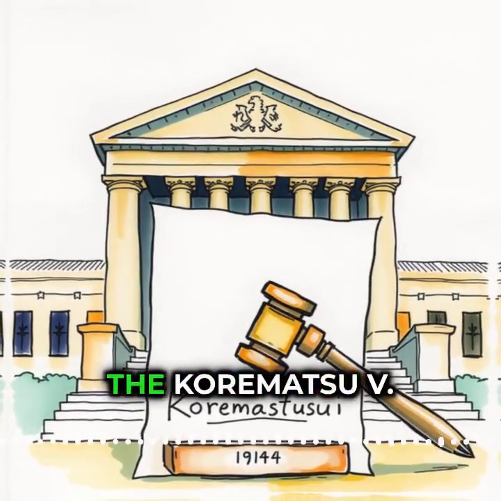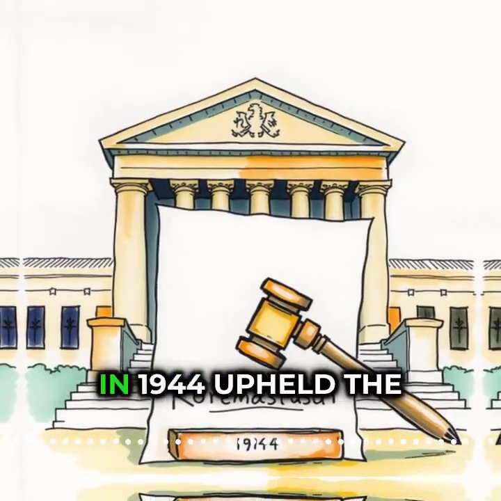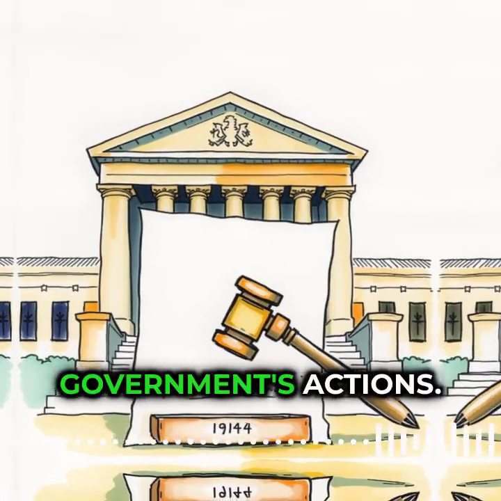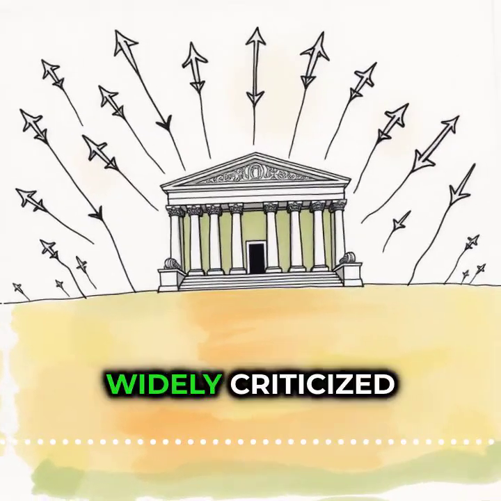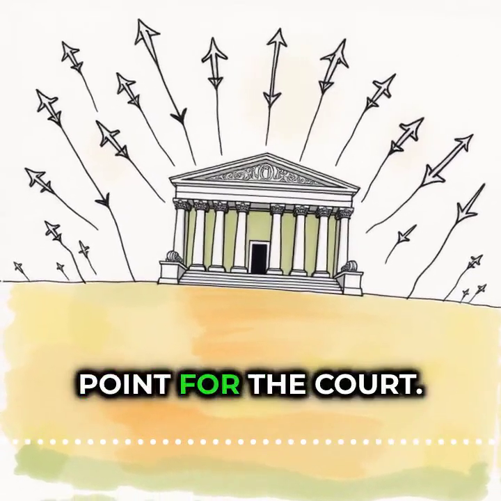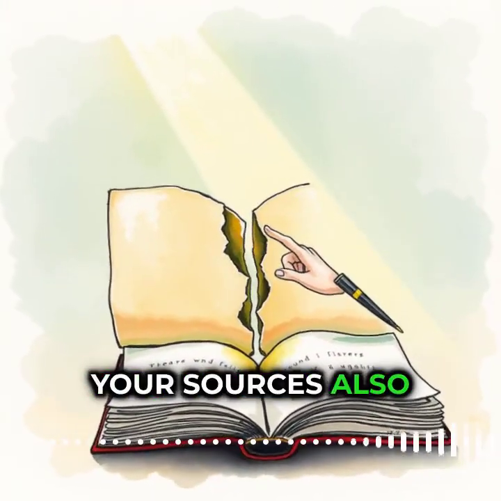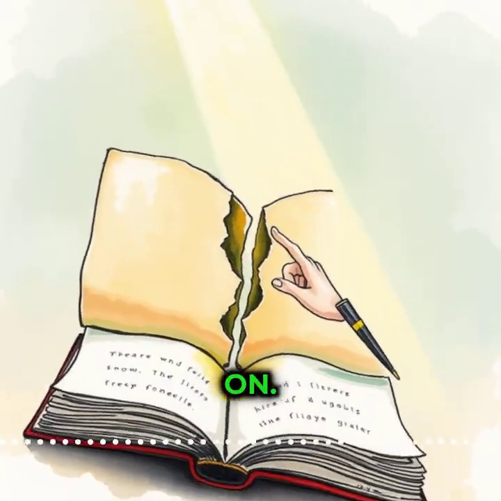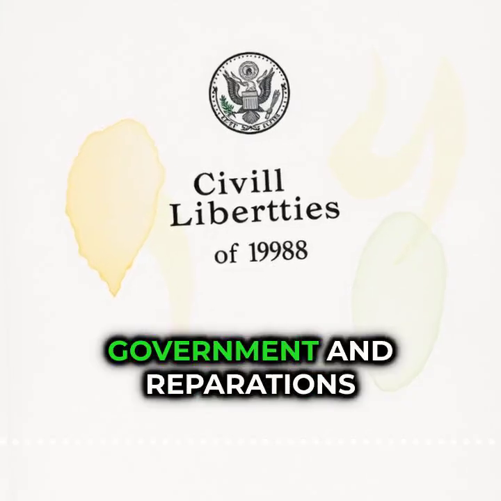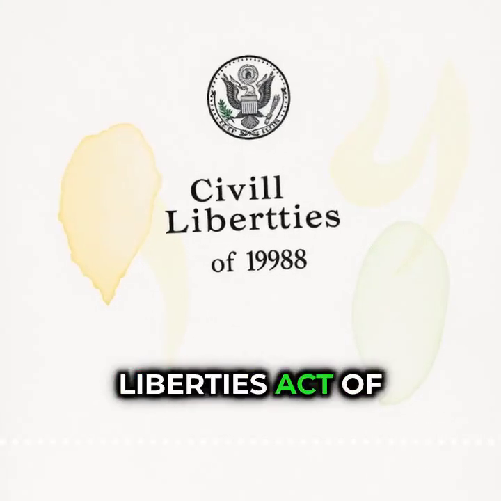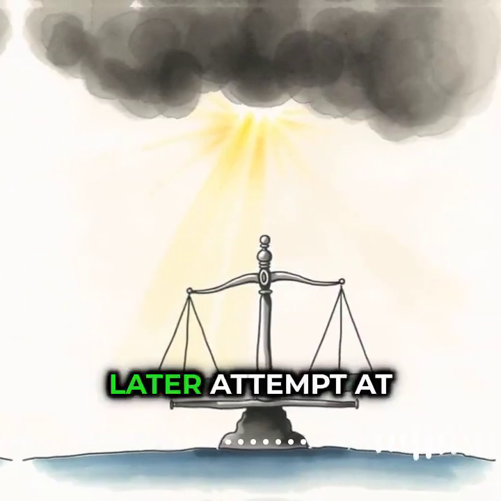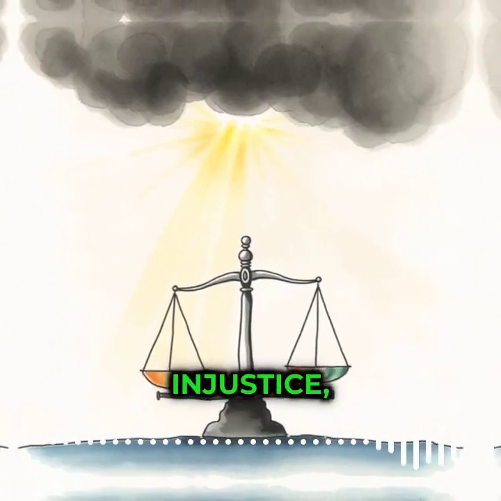It did. The Korematsu v. United States decision in 1944 upheld the government's actions. It's widely criticized now, seen as a real low point for the court. But importantly, your sources also cover the redress movement much later on. This led to a formal apology from the government and reparations through the Civil Liberties Act of 1988. So you see this later attempt at acknowledging the injustice, a kind of reckoning.